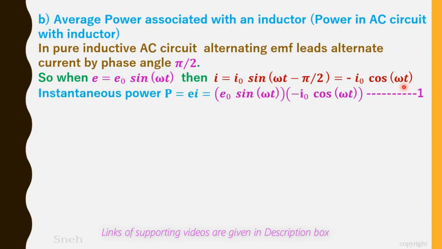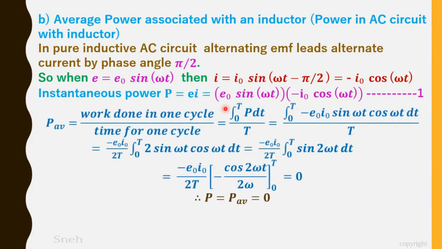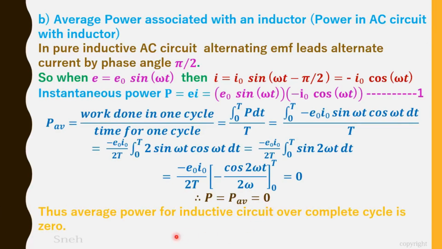Again, we are going to use the same procedure here. We write the instantaneous power, substitute values for EMF and current, and simplify this over a complete cycle to get the average value, and we come across that P average is equal to 0. So here we can note that for an inductive circuit the average power over a complete cycle is 0.